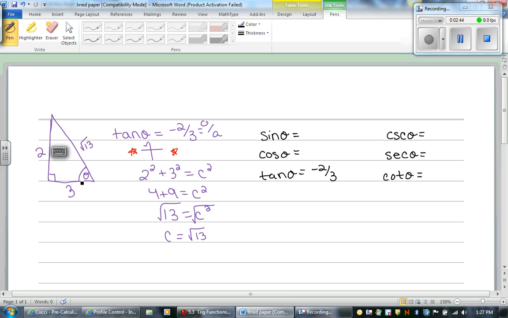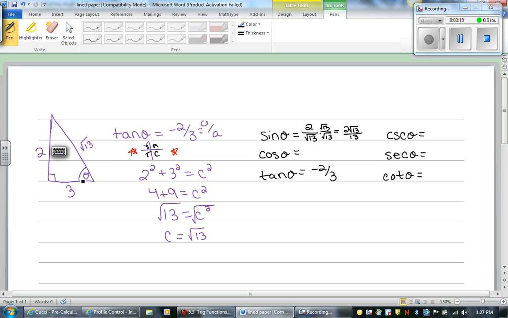From this angle, sine is opposite over hypotenuse, 2 over the square root of 13. Now, from here I have to check my quadrant. Remember, second quadrant, all students take calculus. Sine is positive. We don't want to leave this with a radical in the denominator, so we're going to rationalize it by multiplying by square root of 13 over square root of 13, which is going to give us 2 radical 13 over 13.